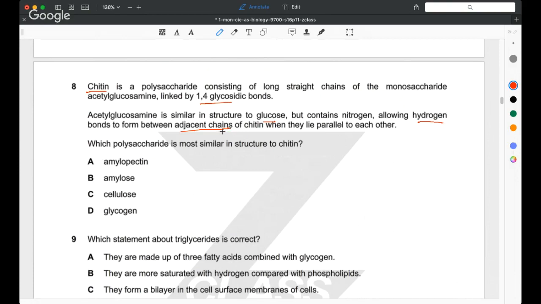Okay, and the one that fits most closely to that is cellulose, which has both hydrogen bonding within the chain and between the chains. And so because you've got hydrogen bonding between chains, that's a fit with cellulose, which also has hydrogen bonding between chains.